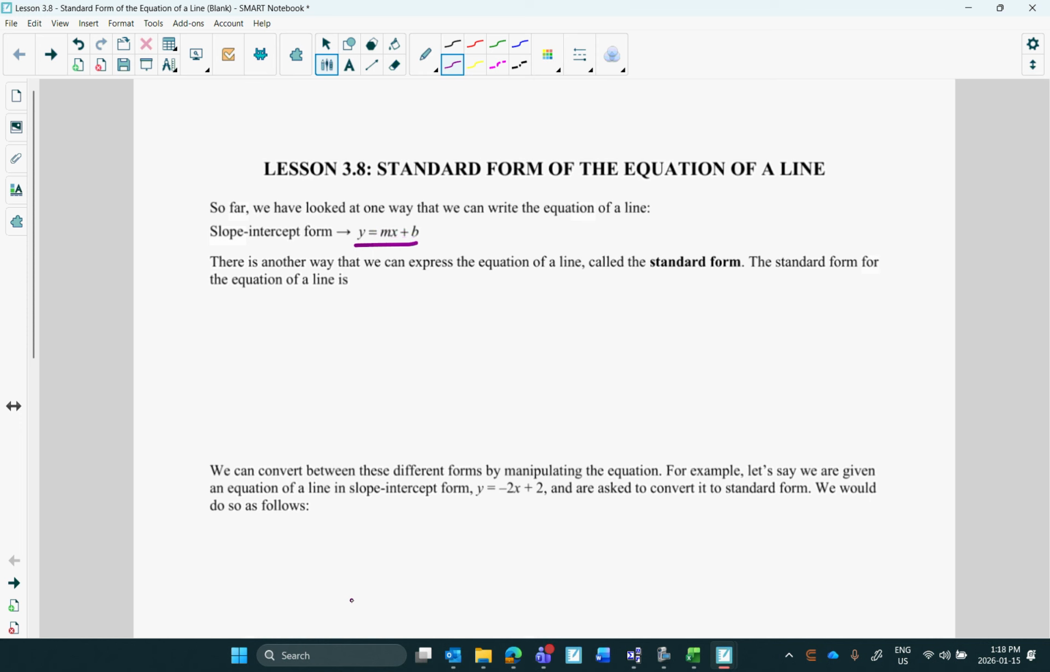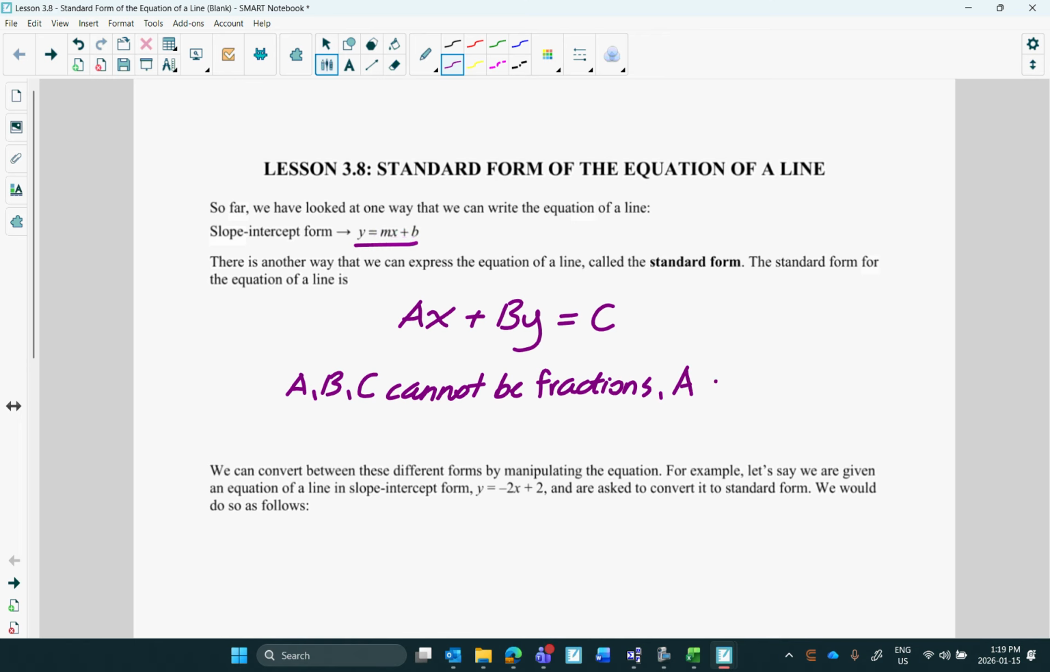Standard form is often used in mathematics instead of slope-intercept form. And standard form looks like this. You've got some number x plus some number y equals some number c, where a, b, and c cannot be fractions. We can have fractions in slope-intercept form, but we can't have them in standard form. And a can't be negative.